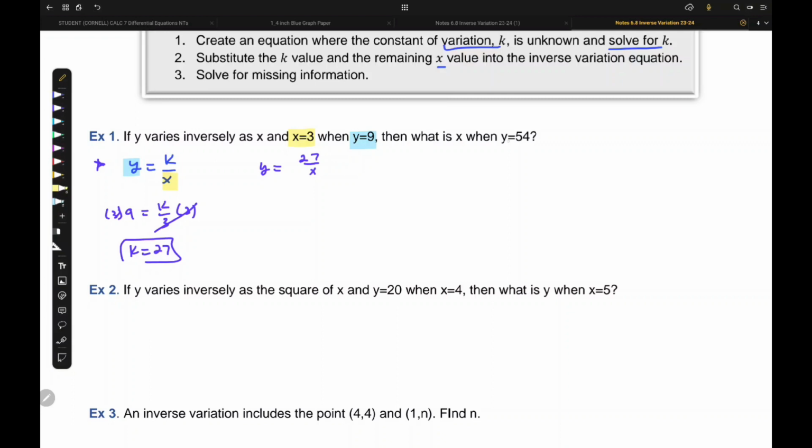Part 3, then what is x when y is 54? So they want us to solve for x when y is 54. We substitute a y value of 54 is equal to 27 over x, and we have to solve this. I would multiply both sides by x, and that would give me 54x is equal to 27. At that point, I would divide both sides by 54, and we end up with x is equal to 27 divided by 54, which is 1/2. And so that's our final answer, and we are done with example 1.